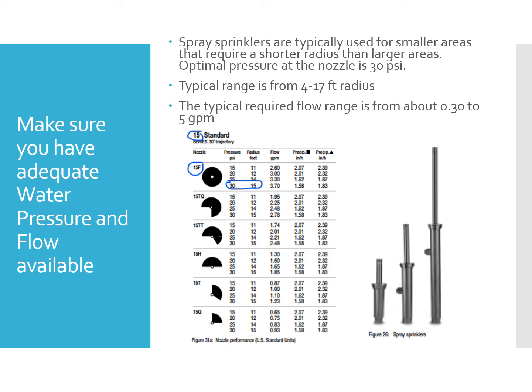And the typical required flow for nozzles like this ranges from about 0.3 all the way up to 5 gallons per minute. So on this chart here, you'll see that I have circled 30 psi and 15 feet as the radius. So if you have 30 psi, the radius is going to be 15 feet. You'll see that for all of these different nozzles here. And these spray heads over here show the typical heights for different spray heads. That's a 4-inch, a 6-inch, and a 12-inch.